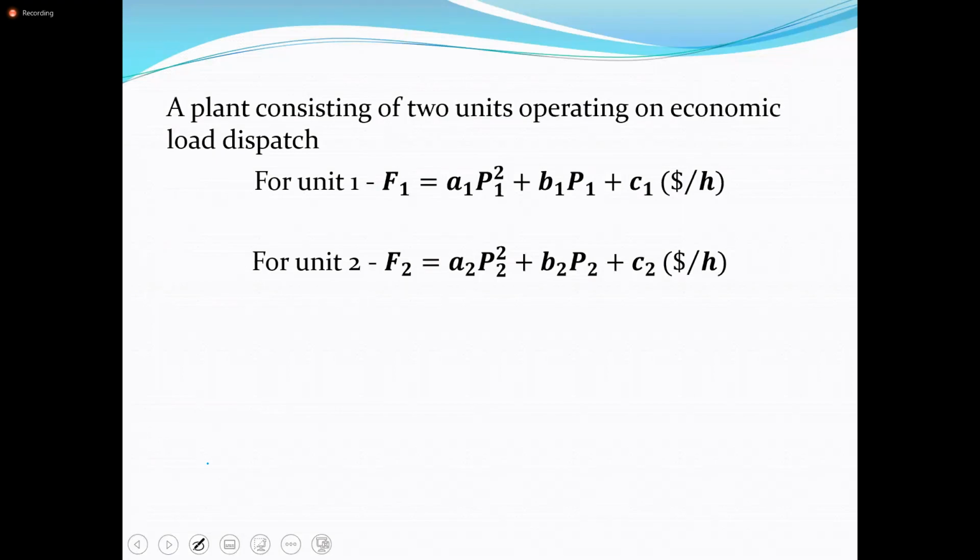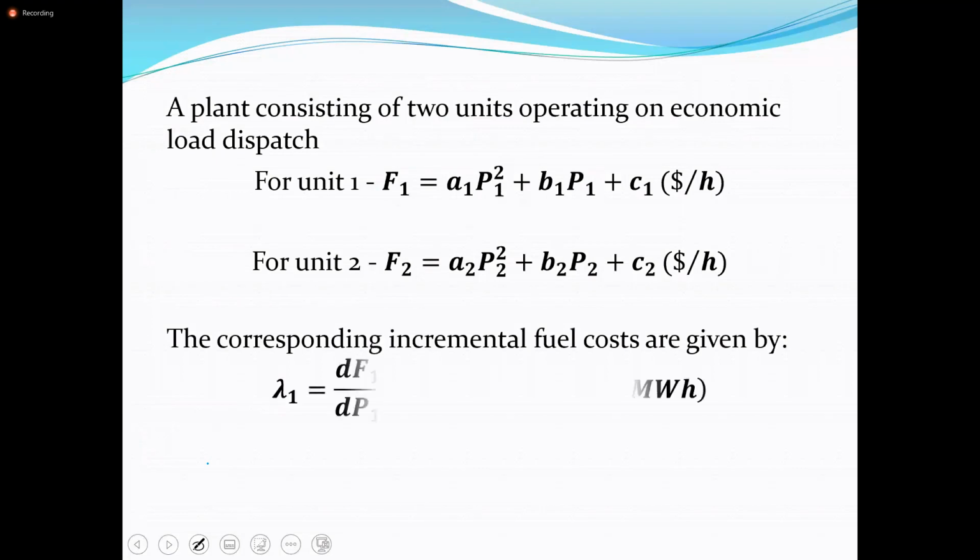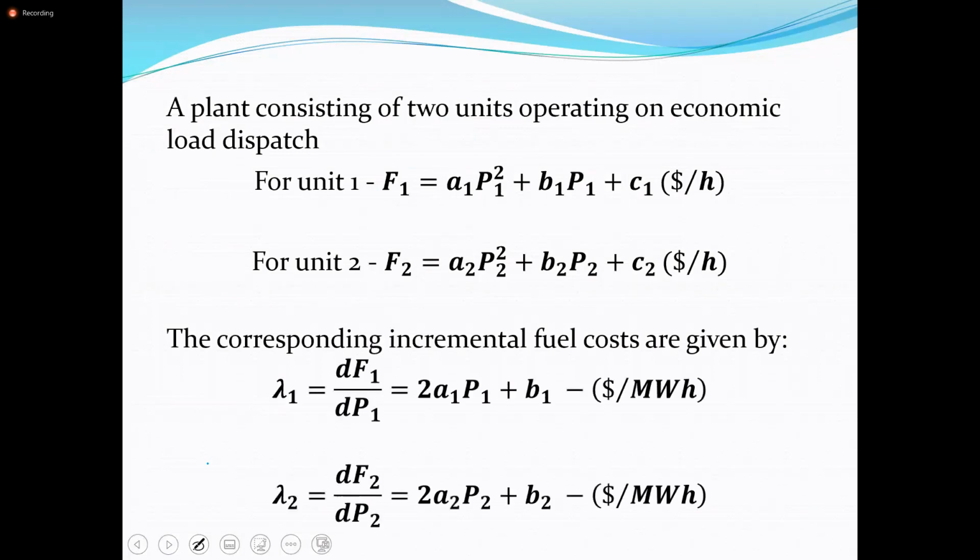All right. Now, if I want the incremental costs for each of these, then I just differentiate these 2 equations. Yes, and I'm left with lambda 1 and lambda 2. So these are the incremental costs for my units. And note that here I'm using dollars per megawatt hour.